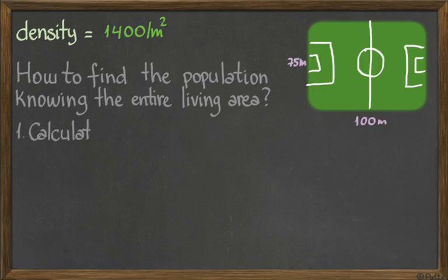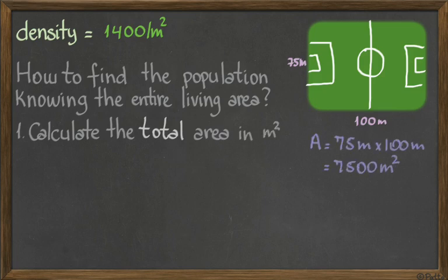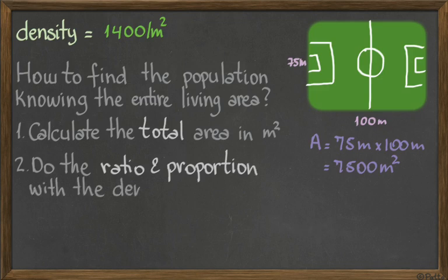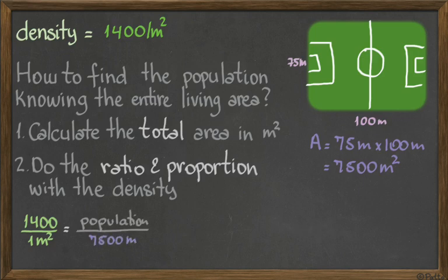So in that case, I will calculate the total area. The total area here in square meters is 7,500 square meters. So now it's quite easy. Now I can do the ratio and proportion. If I have a density of 1,400 blades per square meter, that was my estimate in the previous calculation, now how many individuals, my population, will I have in 7,500 square meters? Very simple.